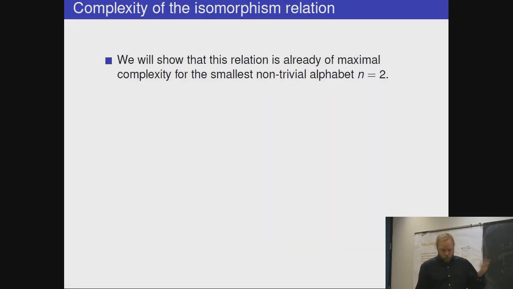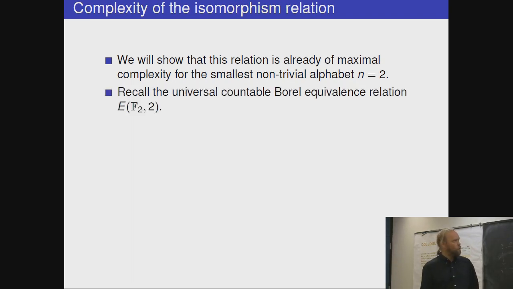So I said we'd focus on the alphabet with just two symbols. Of course, one symbol doesn't give you anything. It's just one subshift. So this is the minimal interesting one. And in fact, it turns out that this is as complicated as it gets. So we'll just look at the alphabet 0, 1. And what we're going to look at is trying to reduce the shift action on F2, which is a universal countable Borel equivalence relation.